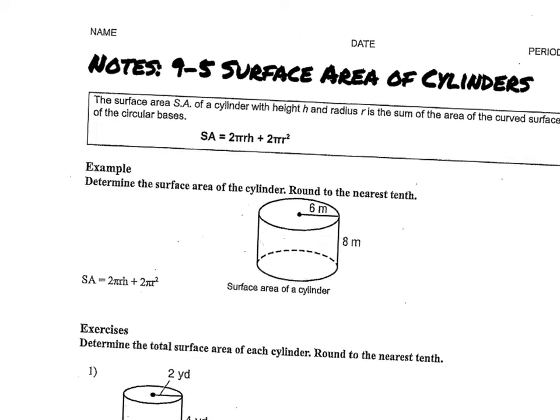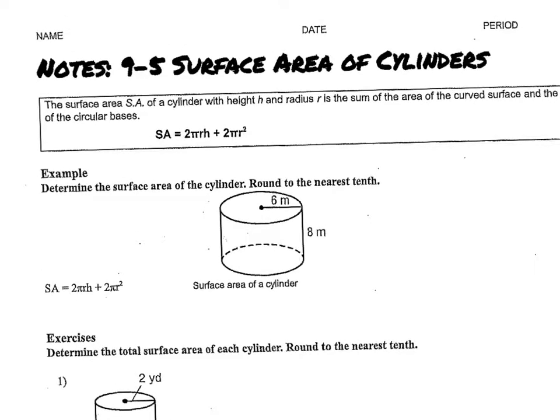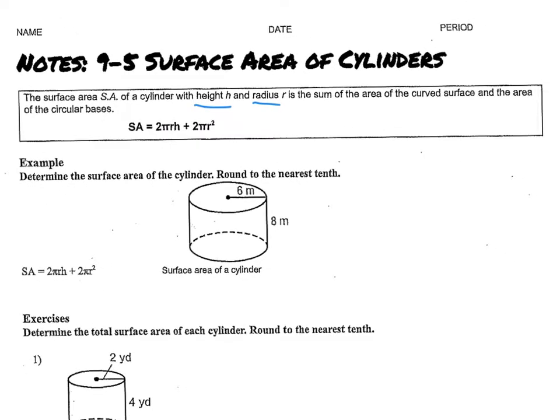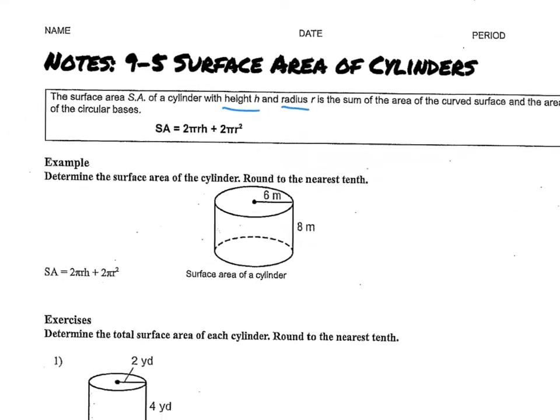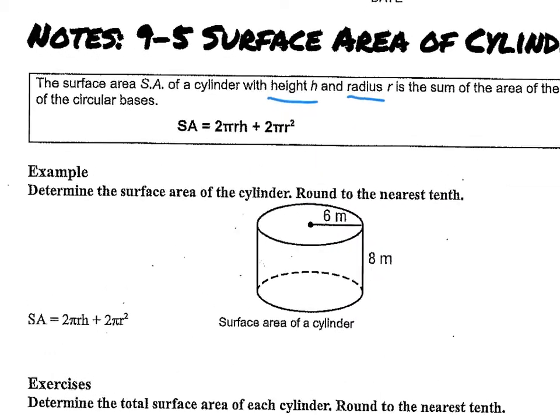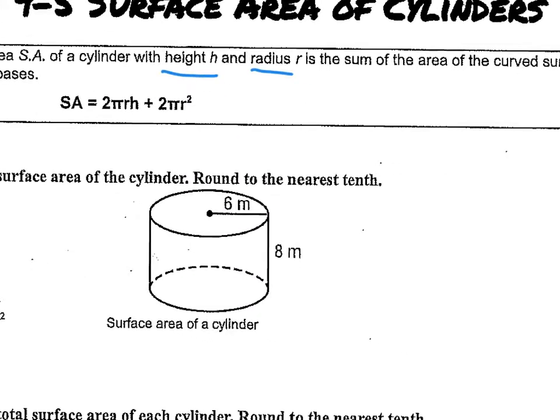Okay, surface area of cylinders. So the surface area of a cylinder with a height h and a radius r is the sum of the area of the curved surface and the area of the circular bases. So this one that they gave you, the surface area, is 2 times pi times radius times height plus 2 times pi times radius squared. Okay? It's a long formula.